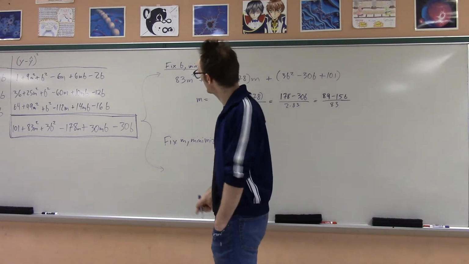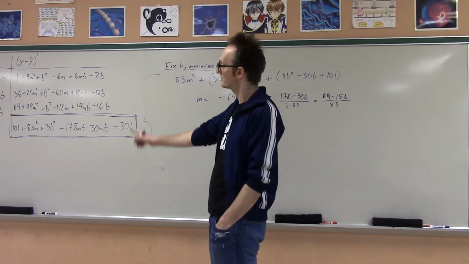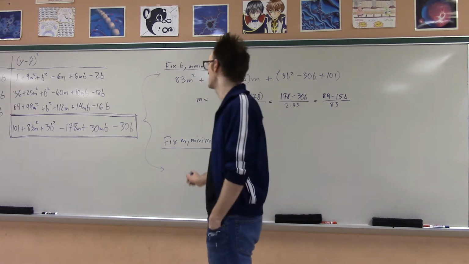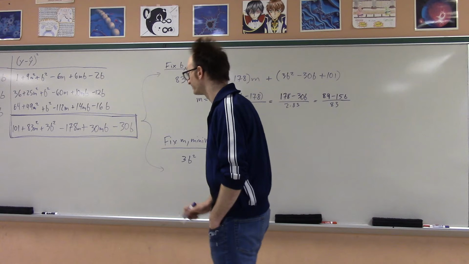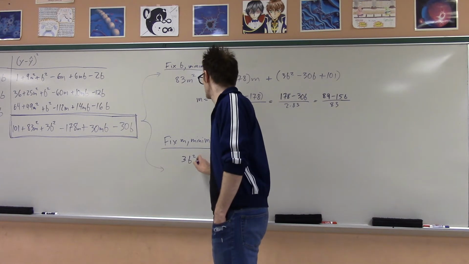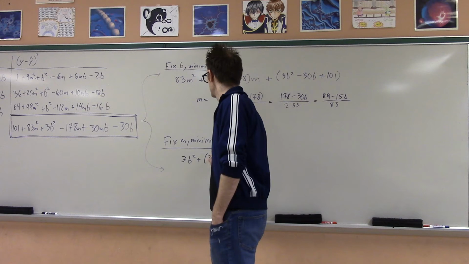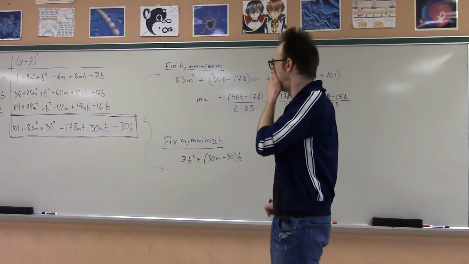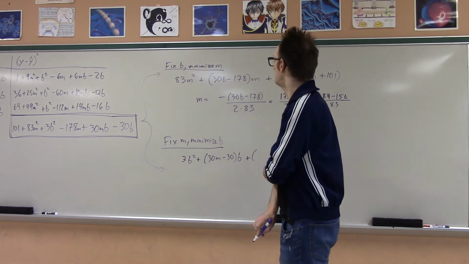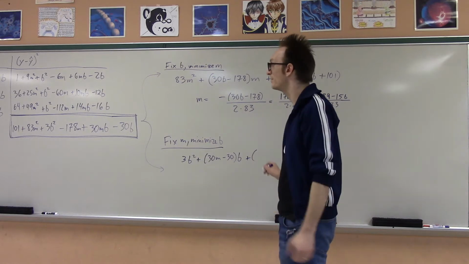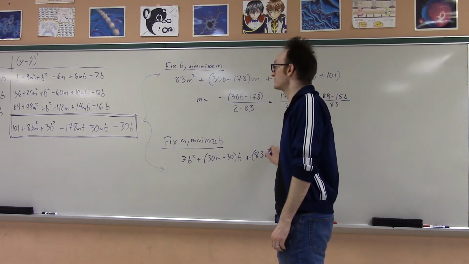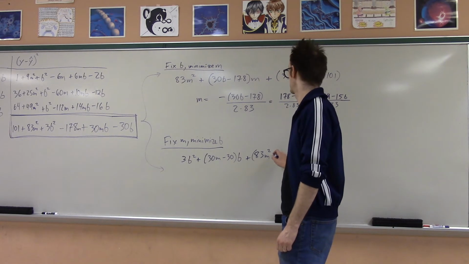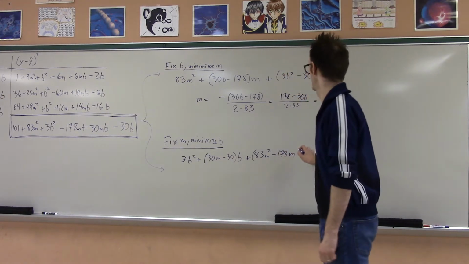Well, now I go to the other part, which is to fix m and minimize b. I take the same quadratic expression, but now I treat m as a constant and I write it as a quadratic in b. Well, that's 3b squared plus the coefficient of the b term is 30m minus 30b plus the constants are anything with no b's in them, so that's 83m squared minus 178m plus 101.